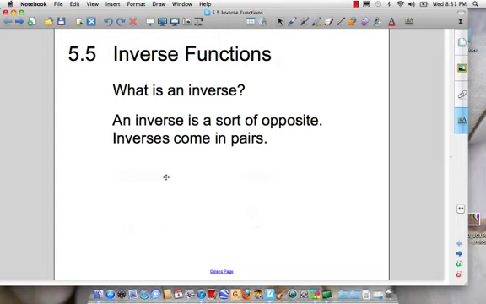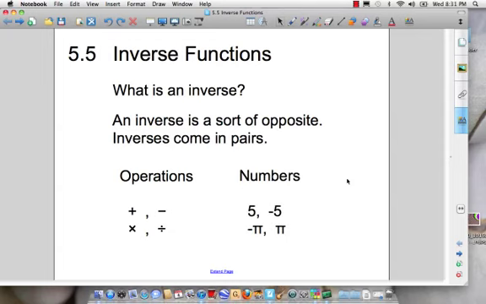So there's operations that are inverses of one another. For example, addition and subtraction are a pair of inverses, and multiplication and division are a pair of inverse operations as well. Numbers also have opposites. For example, the opposite of 5 is negative 5. The inverse of 5 is negative 5, and the inverse of negative pi is pi.